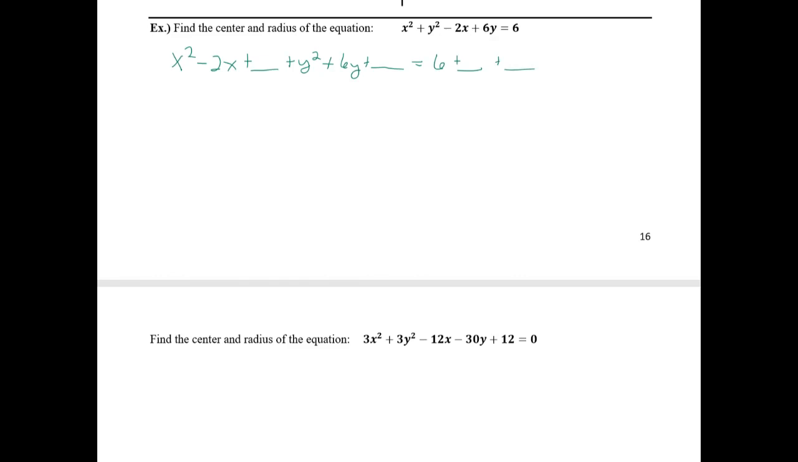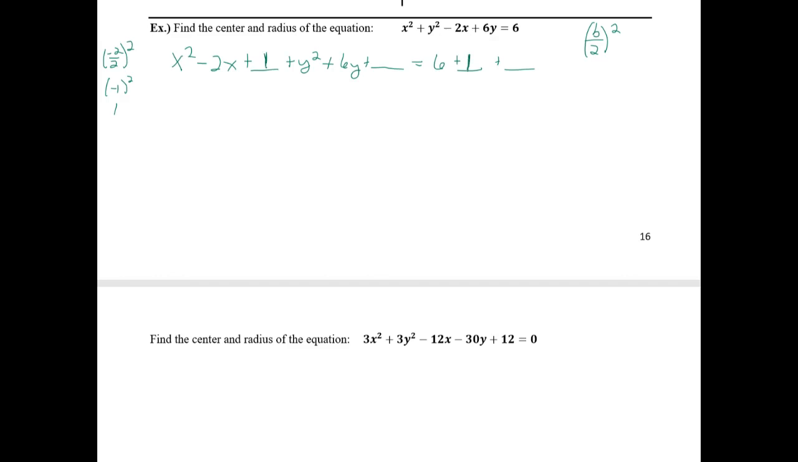So remember, to find that perfect value, we use b over 2 squared. And we're going to do it separately for the x's and for the y's. So looking at the x, we look for that b term, which is always with the x to the first degree. b is negative 2. So we take negative 2 divided by 2 and square it. Negative 2 divided by 2 is negative 1, and negative 1 squared is positive 1. So I'm going to add 1 to both sides of my equation to keep it equal.